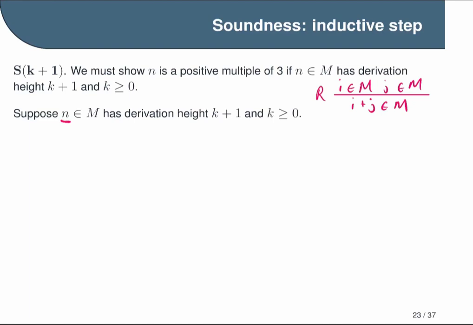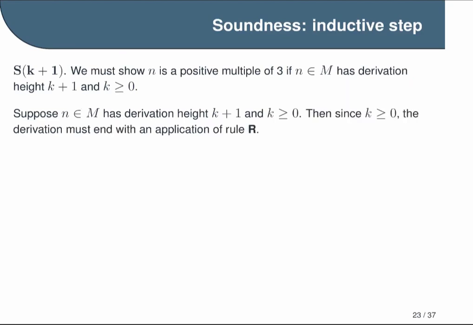So all of that, I hope, is pretty clear and maybe even obvious, but the reason for saying it is that it gives us the ability to rewrite our element n that we're interested in terms of two other elements that have a smaller derivation height. And that's what allows us to use our inductive hypothesis. I've run ahead a little bit to give you a preview of where we're going, but just to catch us up and write that out, what we're saying is, since k is greater than or equal to 0, the derivation must end with an application of rule R.